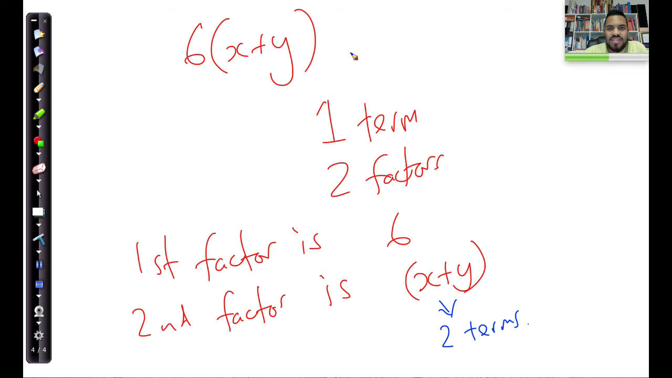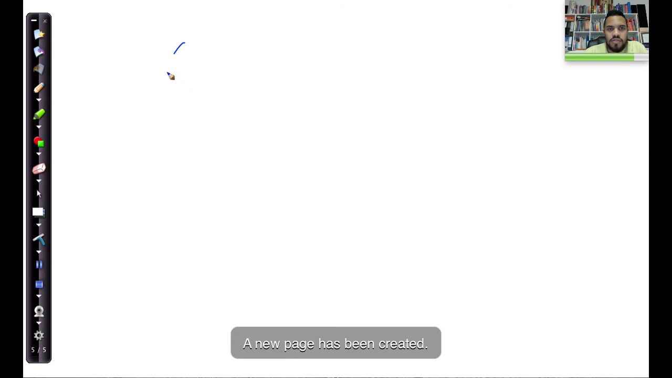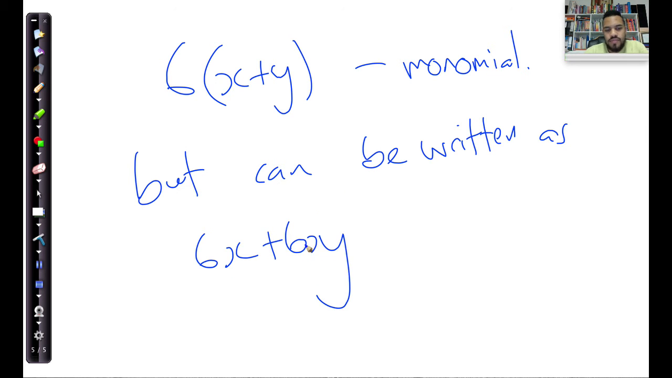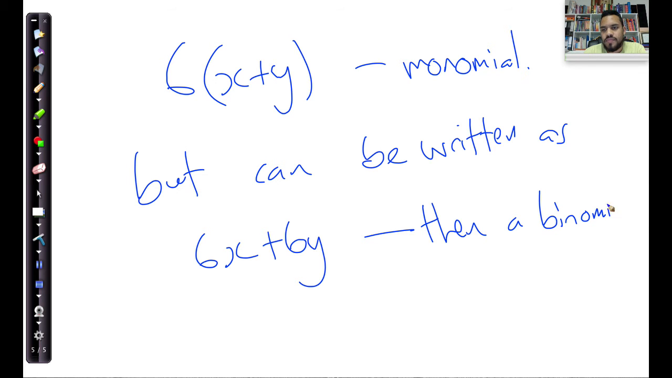Now, this here, one more thing, 6 into x plus y is a monomial because there's only one term, but it can be written as 6x plus 6y. That is then a binomial.